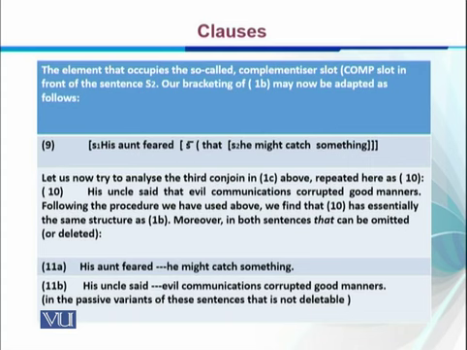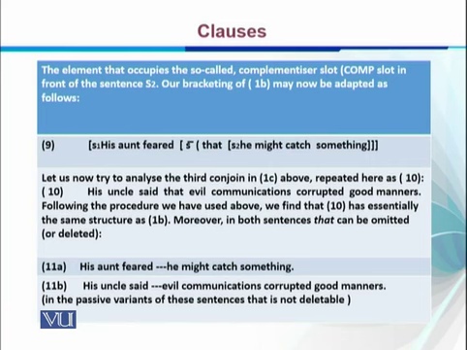So let us try to analyze the third conjoint in 1c above, repeated here as 10. His uncle said that evil communication corrupted good manner. Following the procedure we have used above, we can essentially have the same structure, right? His aunt feared he might catch something. His uncle said evil communication corrupted good manner.